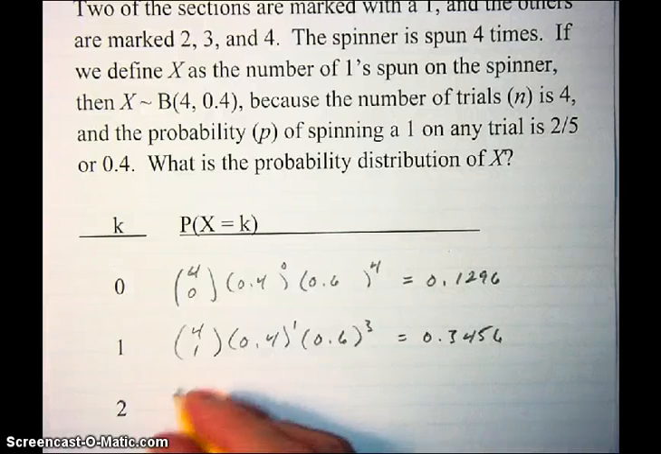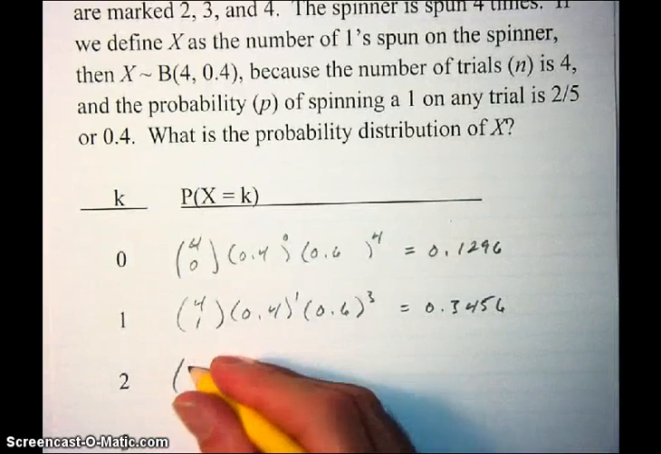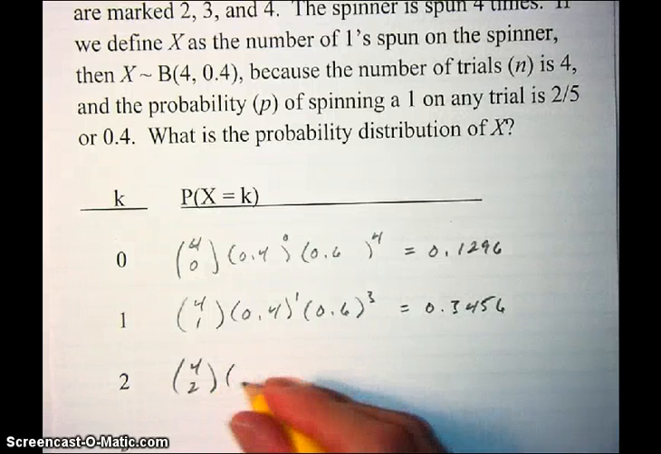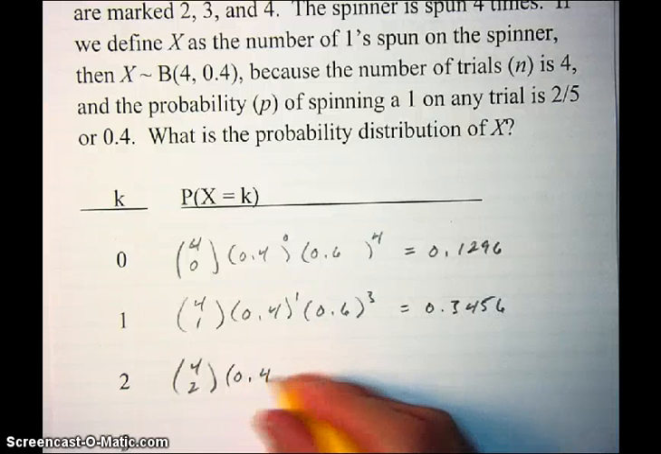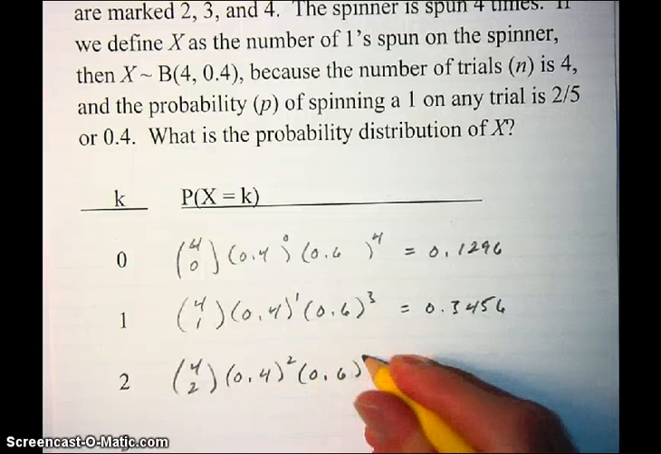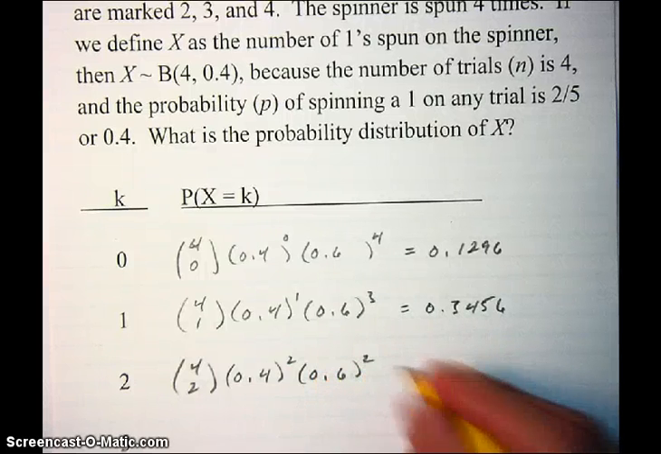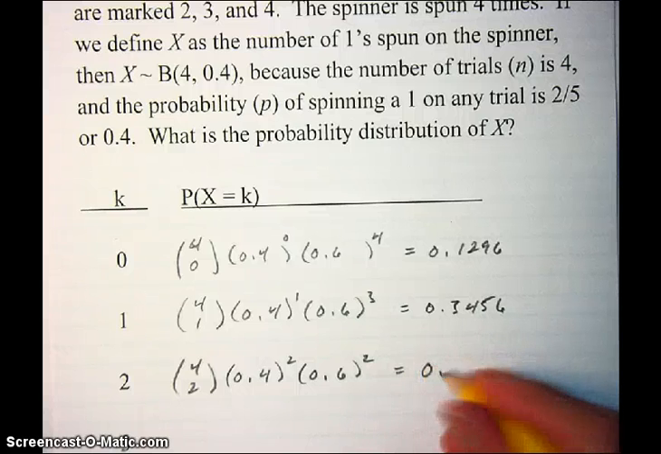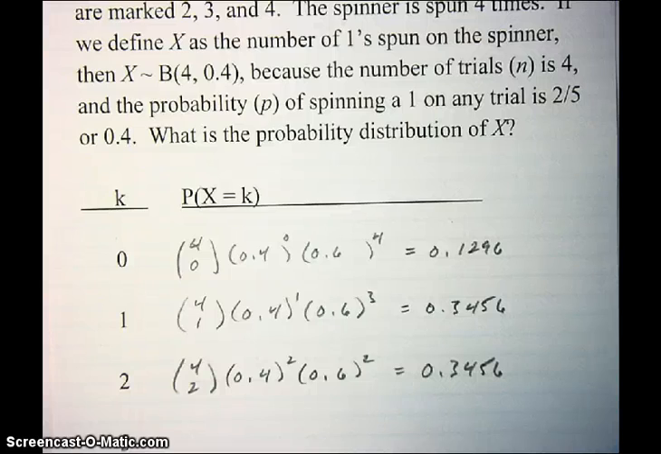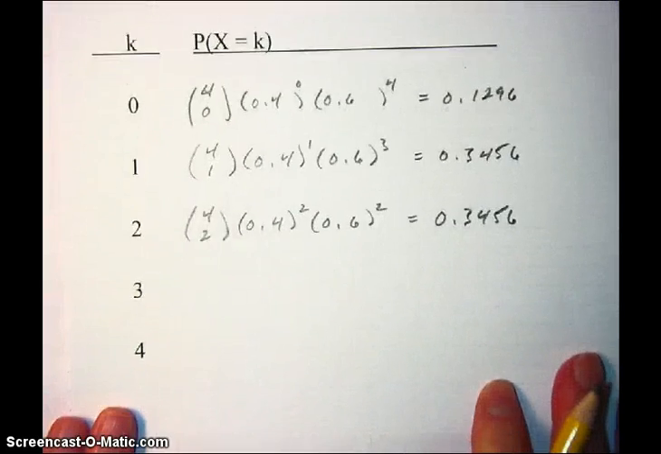0.345. If we look at 2 successes, we'll have 4 choose 2 ways that those successes could occur in the string of 4 trials. And then we have the probability of success to the 2nd power, because success is happening twice, and the probability of failure to the 2nd power, because failure is happening twice. And when we multiply that together, we get 0.3456 for that probability.